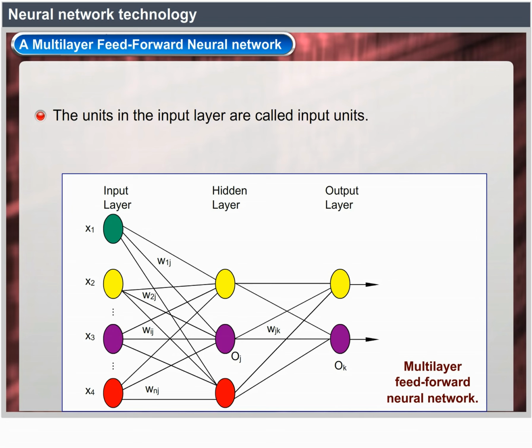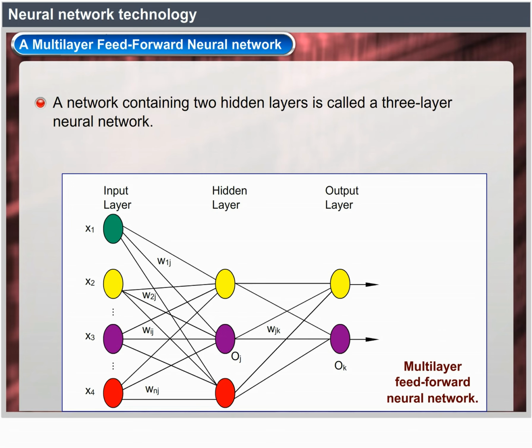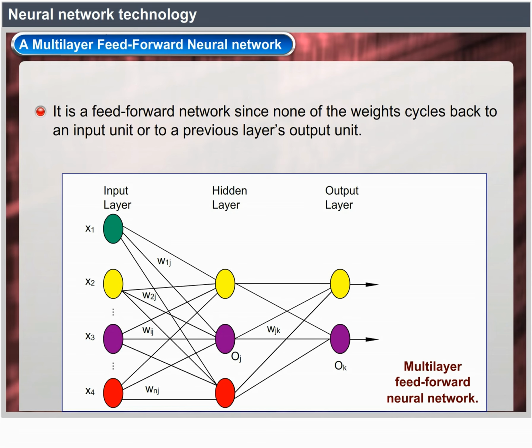The units in the hidden layers and the output layer are sometimes referred to as neurodes, due to their symbolic biological basis, or as output units. A network containing two hidden layers is called a three-layer neural network. It is a feed-forward network since none of the weights cycles back to an input unit or to a previous layer's output unit.